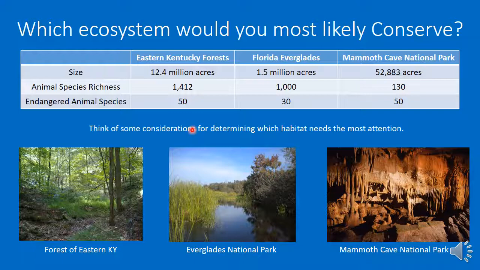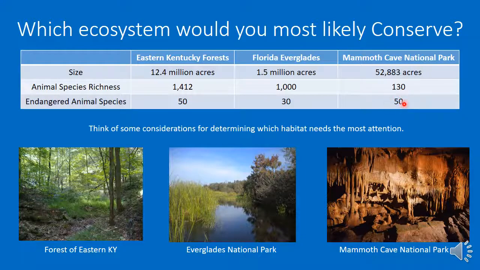So the odds of any of them going extinct are fairly low because we've got this huge area. Okay, the Everglades, still a pretty big area, 1.5 million acres, and only 30 of the species are endangered. But if we look at Mammoth Cave, it's way smaller than these other two. It's only 52,000 acres, and we're talking millions over here. It's got 130 species total, 50 of which are endangered.